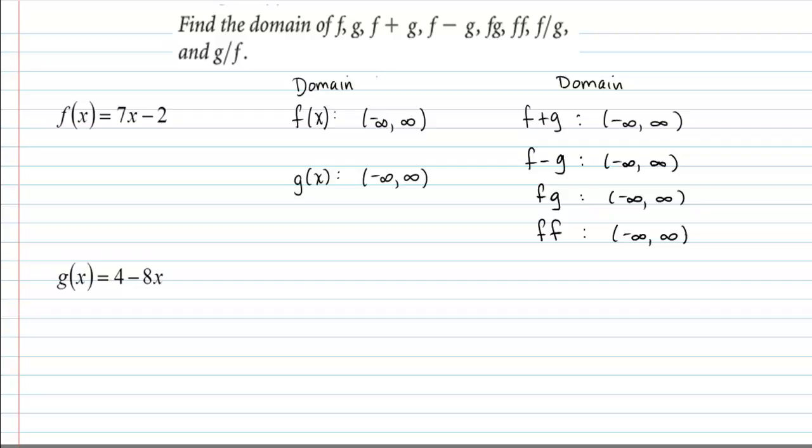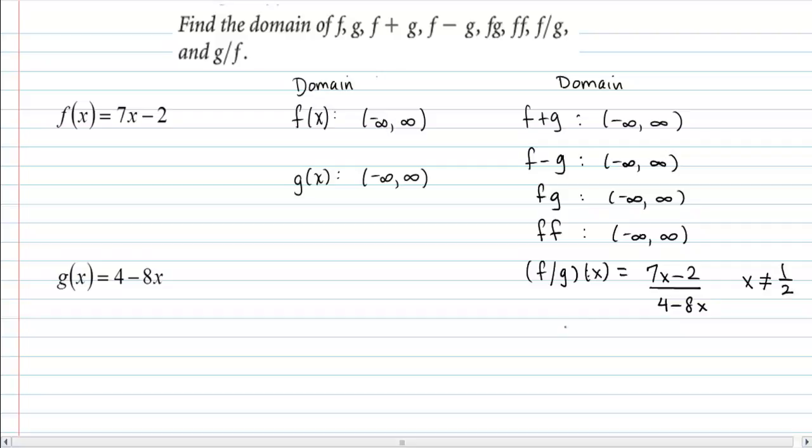The concern that you have with the operational domains is when you have a function located in the denominator. So for f divided by g, we need to first look at what that function looks like. And that would be f of x over g of x. And we want to know what would make g of x equal to 0. Therefore, x cannot be 1/2. Therefore, its domain is going to be everything but 1/2.